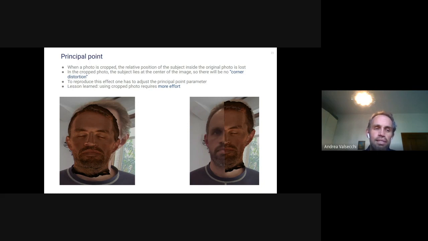So the lesson here is, is it possible to work with cropped images? Yes, but it's more difficult because you need to compensate for information that you have lost. So this provides an argument for always using the original picture.